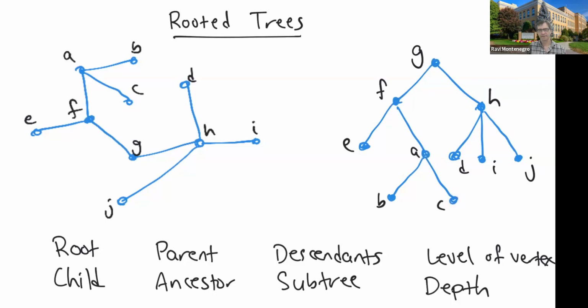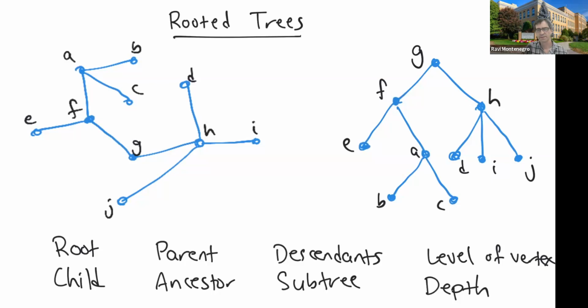Next, we have descendants, just the opposite of ancestors. For example, if you start with F, there are three descendants, the two children, and you could call these grandchildren if you wanted. So there are four descendants of F.